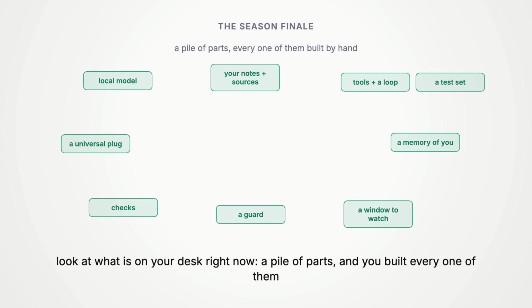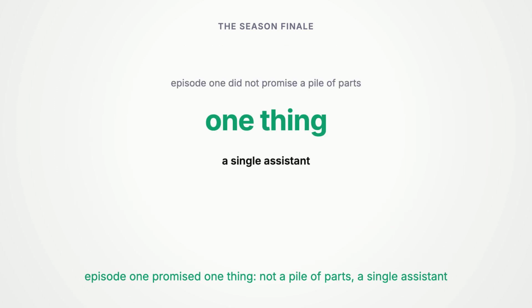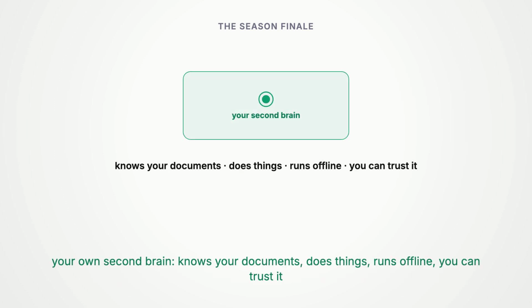Each one on its own is a clever trick, but that is not what Episode 1 promised you. Episode 1 promised one thing, not a pile of parts, a single assistant. Your own second brain that knows your documents, does things for you, runs offline, and that you can actually trust.